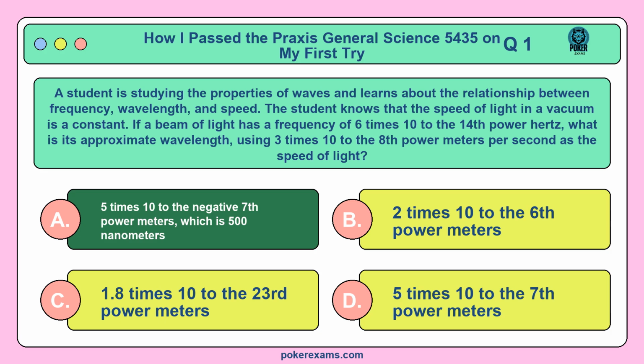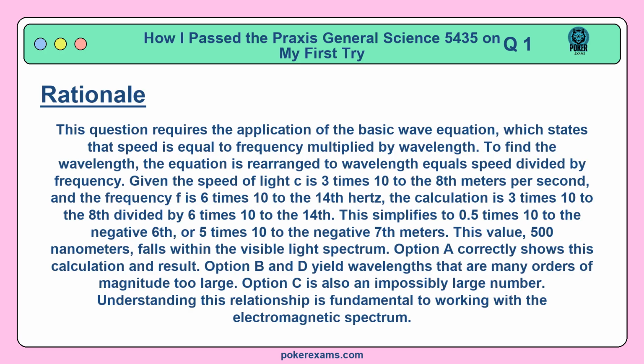The correct answer is A. This question requires the application of the basic wave equation, which states that speed is equal to frequency multiplied by wavelength. To find the wavelength, the equation is rearranged to wavelength equals speed divided by frequency. Given the speed of light c is 3 times 10 to the 8th meters per second, and the frequency f is 6 times 10 to the 14th hertz, the calculation is 3 times 10 to the 8th divided by 6 times 10 to the 14th.